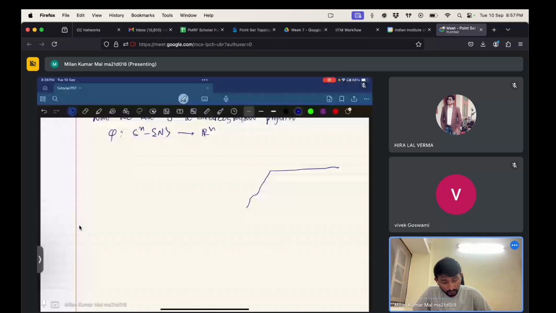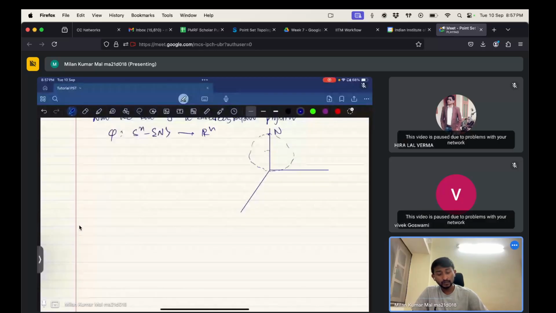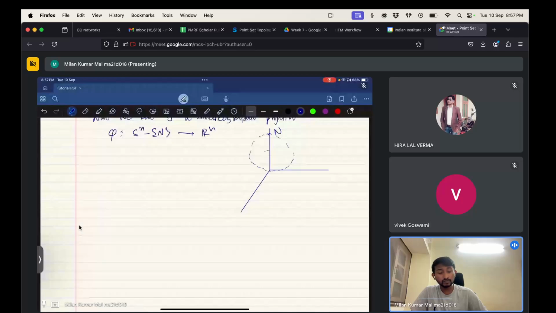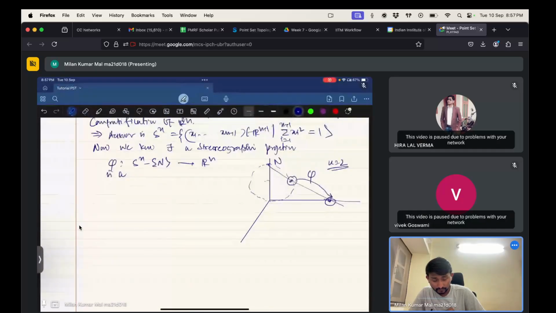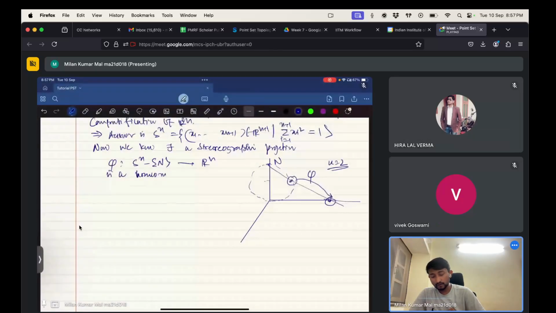Okay, so suppose this is the sphere, and this is the north point, and we will consider the stereographic projection this way. So this point is mapped to this point. This is the map phi. So every point on S n minus the north pole will map to some point on R to the power n. Here n equals 2 basically. Okay, so this projection is a homeomorphism. Very interestingly, it is a homeomorphism.